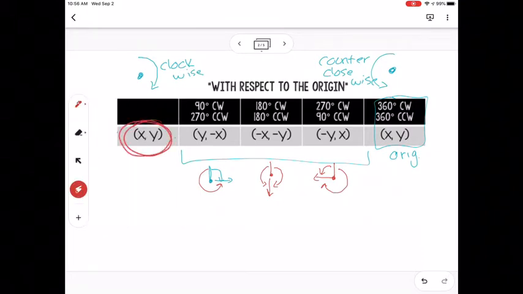So for each of these, you take your original point, your x, y, and this is how you're going to change it. If you do 90 clockwise or 270 counterclockwise, you switch the order and make the x a negative. If you go 180, you switch the order and make them both negative. If you go 270 clockwise or 90 counterclockwise, you switch the order and just the y is negative. Those are your formulas.